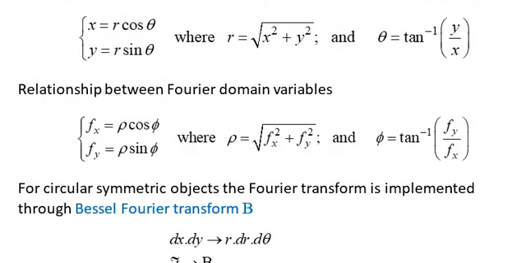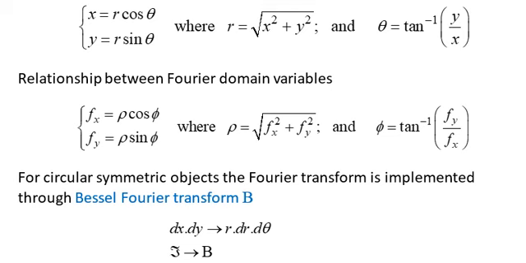Now in the Fourier domain variables we can similarly write down the relationships: fx is equal to rho cos phi, fy is equal to rho sin phi, where rho is equal to the square root of fx squared plus fy squared, and phi is equal to tan inverse of fy over fx. So similarly, if you have rho and phi, you can find fx and fy, and if you are given fx and fy, you can compute the value of rho and phi from these expressions.